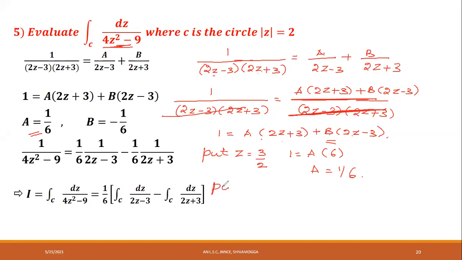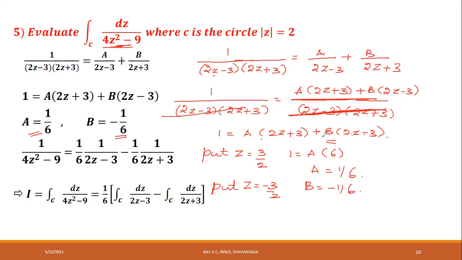Similarly, for what value of z does a vanish and b exist? When z is equal to minus 3 by 2, 2 into minus 3 by 2 is minus 3. Minus 3 plus 3 is 0, so this will vanish. And here, 2 into minus 3 by 2 is minus 3, minus 3 minus 3 is minus 6b. Minus 6b is equal to 1. Therefore, b is equal to minus 1 by 6.